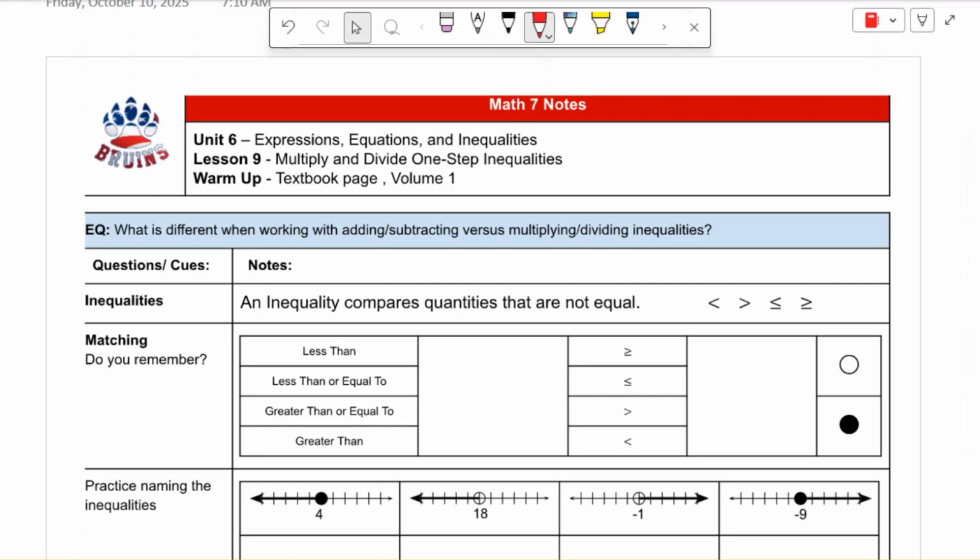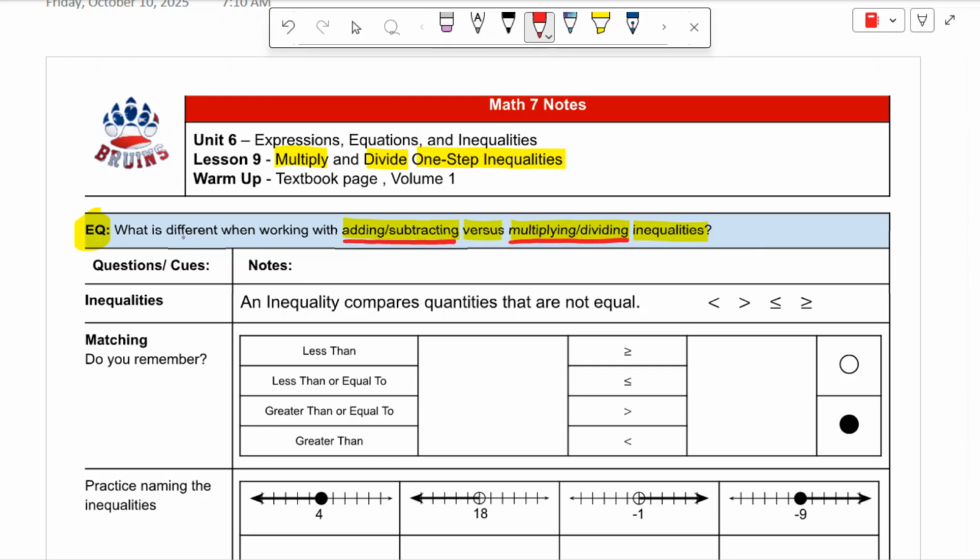Unit 6, Lesson 9, Multiply and Divide One-Step Inequalities. In our last lesson we were talking about adding and subtracting. Today's is about multiplying and dividing one-step inequalities. Our essential question is, what is different when working with adding and subtracting, which you guys are familiar with, versus multiplying and dividing inequalities? So today's lesson is multiplying and dividing, and our last lesson was adding and subtracting.